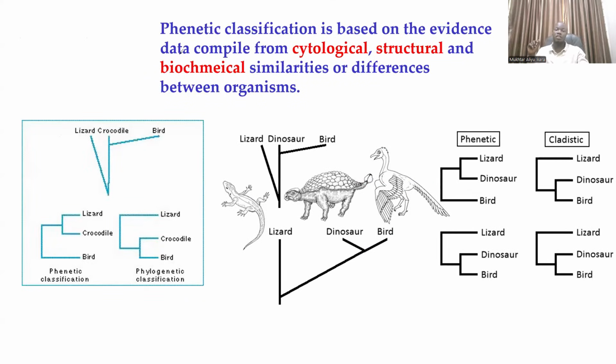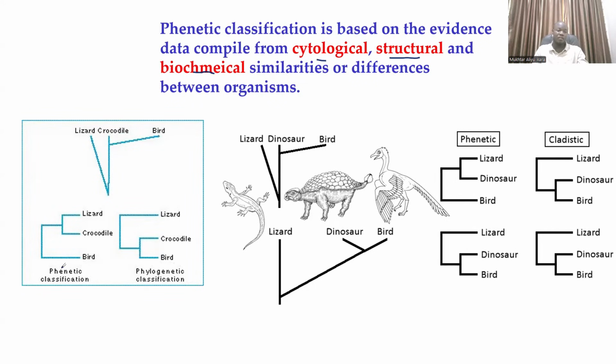So the next thing is phenetic classification. Phenetic classification is based on evidence data compiled from cytological, structural, and biochemical similarities between organisms. So what I wanted to say here is that in phenetic classification, scientists classify organisms based on data compiled from cytological data, that is data from the cell, structural or anatomical data, and also biochemical data. So by compiling cytological, structural, and biochemical similarities or differences between organisms, you can classify them. And that type of classification is called phenetic classification.